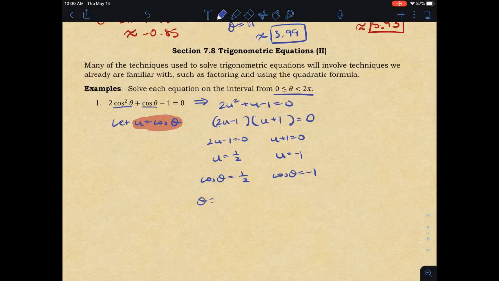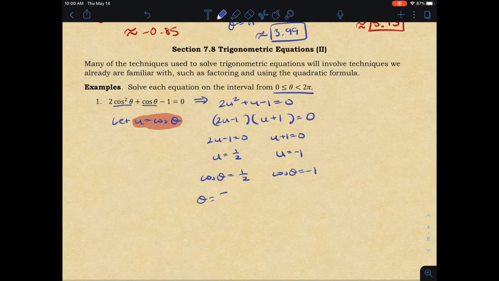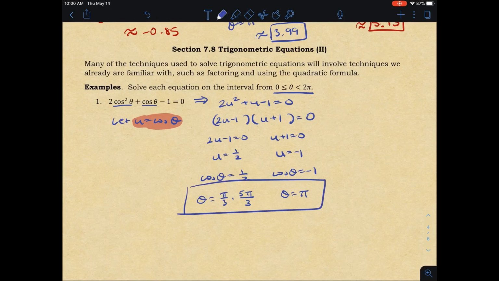So from here, you've got to make sure you know all your angles by now, right? Cosine of what angle gives me 1/2? Well, I'm expecting two angles here, one in quadrant 1 and one in quadrant 4. That would be pi over 3 and 5 pi over 3. And then when does cosine of theta equal -1? That would be when theta equals pi. And that would be my answer for number 1, right? Here we're only finding the solutions in that specific interval.